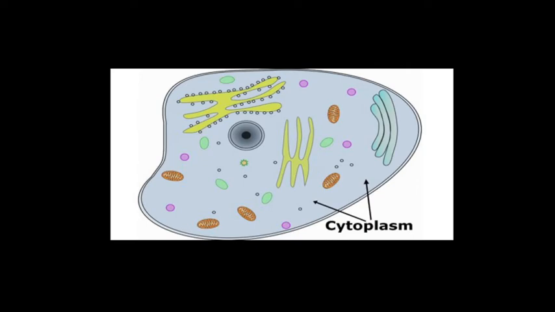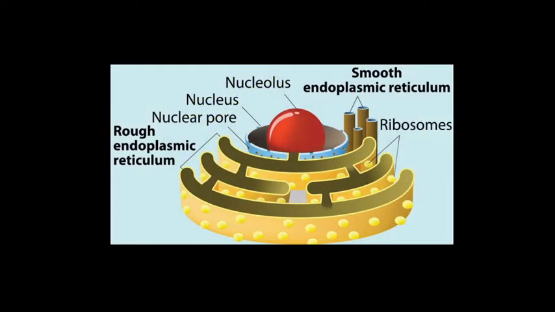Now you may ask, what are organelles? Organelles are the structures present in the cytoplasm of the cell that help in several functions of the cell. Okay, I think it's all clear to you: what is cytoplasm, what is nucleus, what are organelles. Now here we have to describe different types of organelles. The first type of organelle is the endoplasmic reticulum.